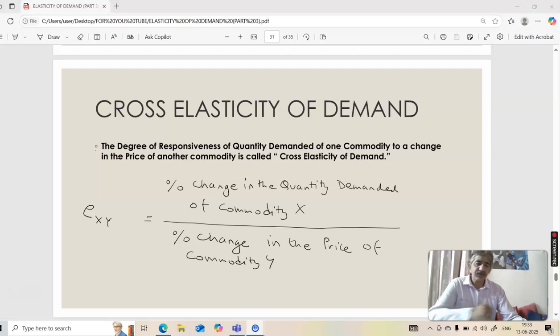Now, the cross elasticity of demand for a product, when we are analyzing, we basically want to say what will be the effect on the demand of a particular product due to a change in the price of a related product.